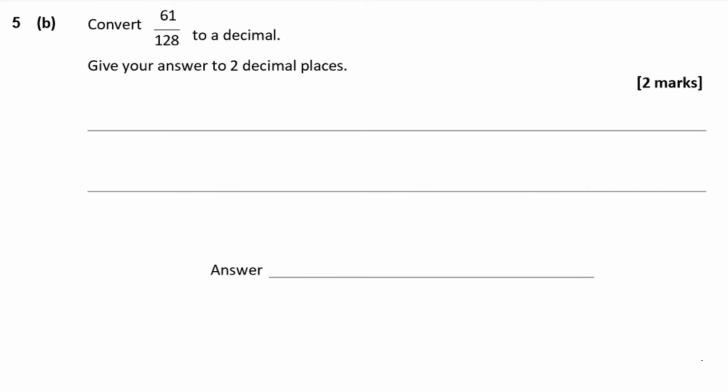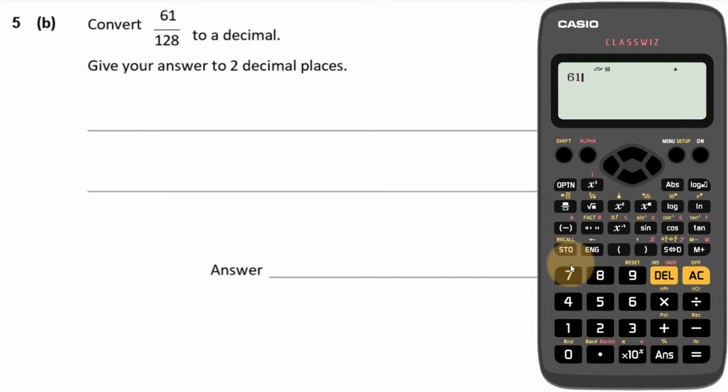5b converts 61 over 128 to a decimal. Again, I'm just going to type that fraction into the calculator, 61 over 128, and then press the S to D button. We just need to copy that down then. I need to give my answer to 2 decimal places, so I'm going to round off after the 7.